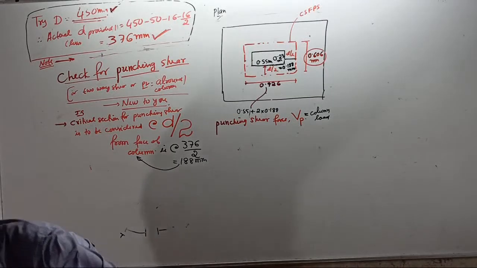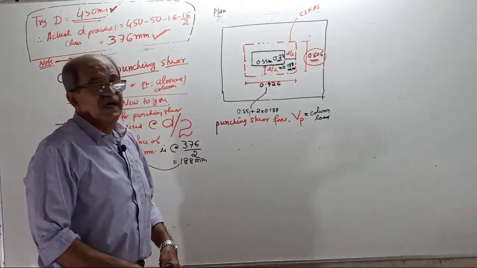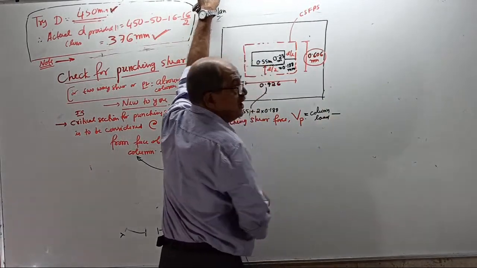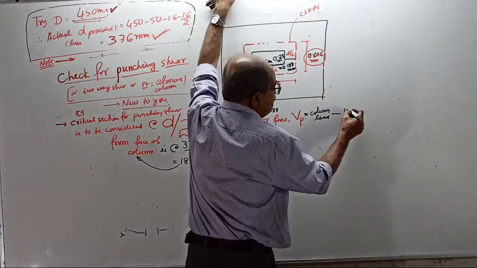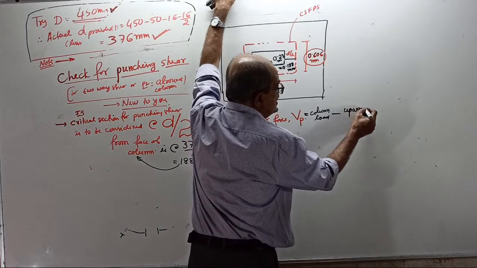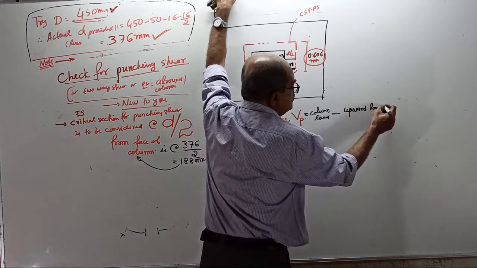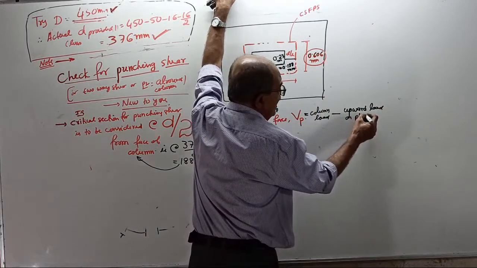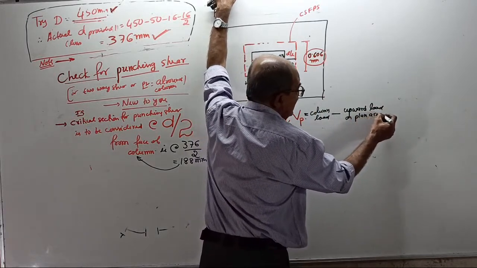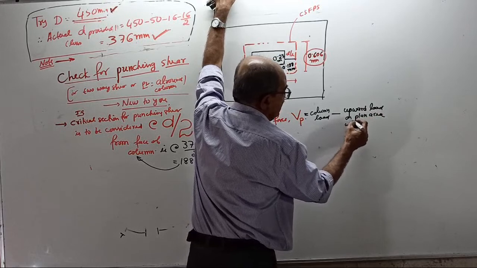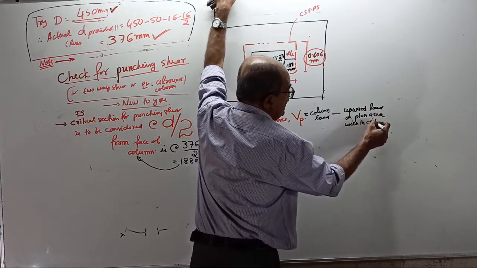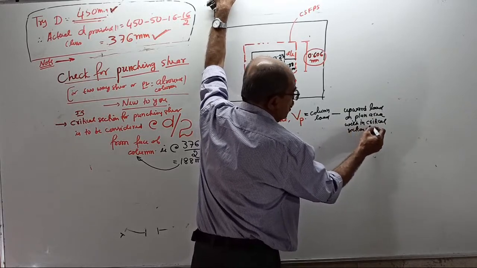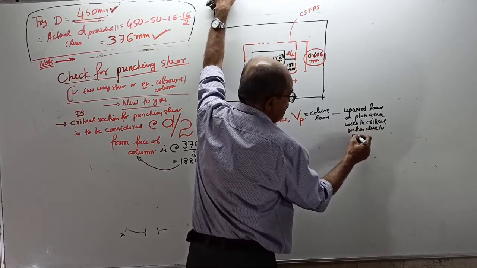It will decrease. Therefore, the real punching load is column load minus what? Upward load on the plan area within the critical section due to upward pressure.